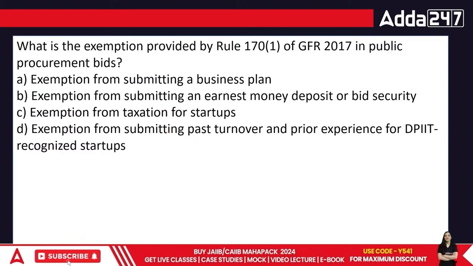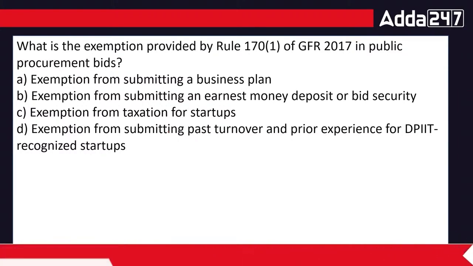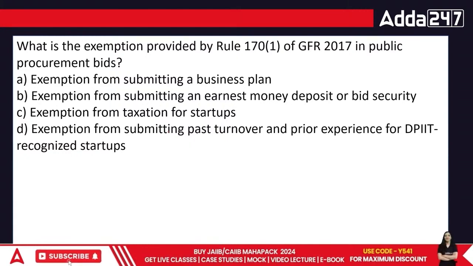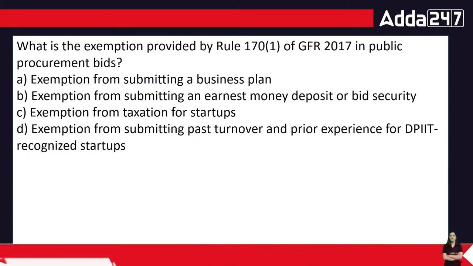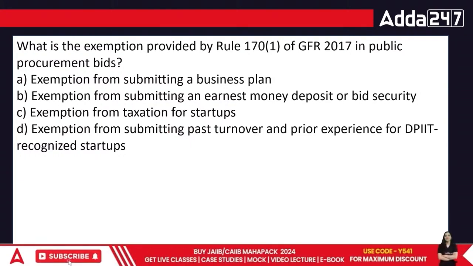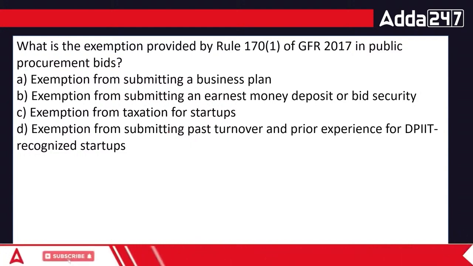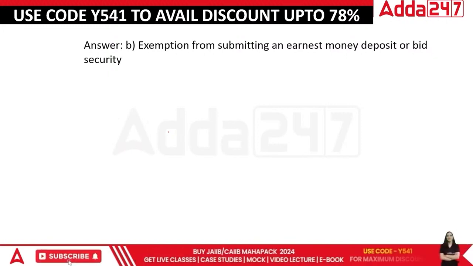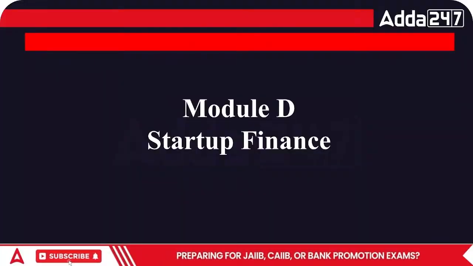Okay, what is the exemption rule of GFR 2017 in the procurement bids? When you are putting up the procurement bids, how do you grow further? Everyone, because obviously everybody wants to grow further. Exemption by submitting the business plan, exemption by submitting the earnest money, exemption from taxation for startups, or exemption by submitting past turnover. No, the point is only one. That is exemption by submitting the earnest money for bid securities. You're putting it up, then you won't have a problem there.